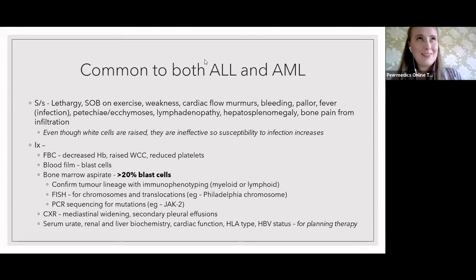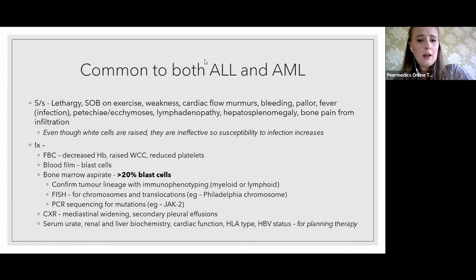Some investigations you want to do: on your full blood count, you should see decreased hemoglobin, raised white cell count, reduced platelets. You want to be seeing blast cells in your blood film, and in bone marrow aspirate you can quantify this, and roughly they say above 20% is your cut off for distinguishing it from the myelodysplastic disorders we were talking about before.